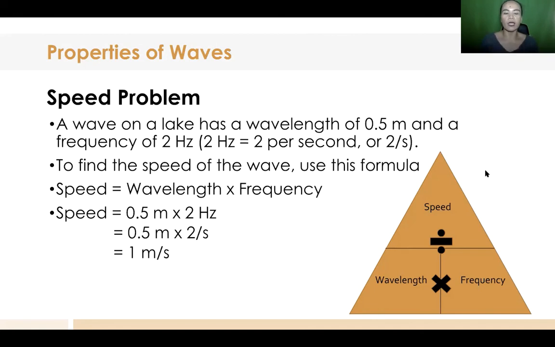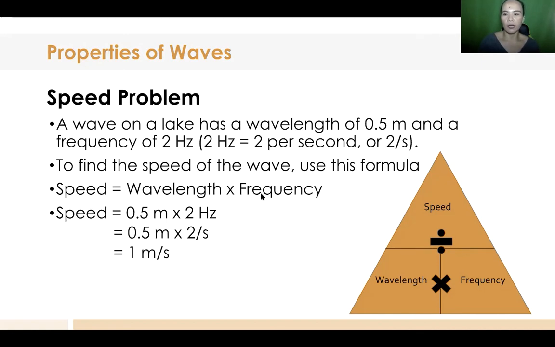To find it, speed is missing, therefore we multiply wavelength and frequency. So 0.5 times 2 is 1 meter per second. That's the speed of the wave found on this lake. That is an example of the speed problem that you will answer. There's only 3 questions in the problem set today that I will post just for you to practice how to calculate them.